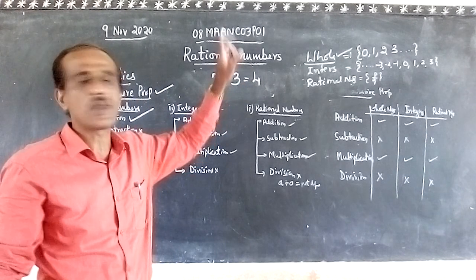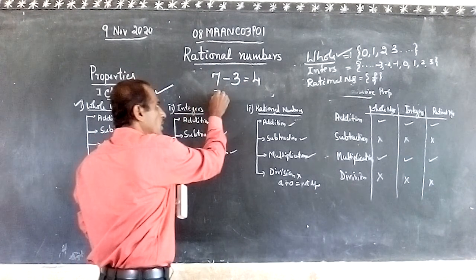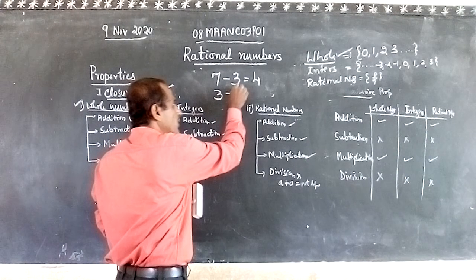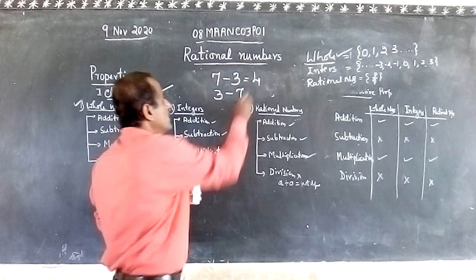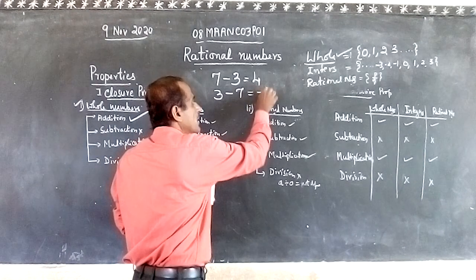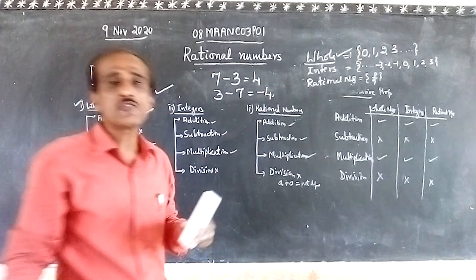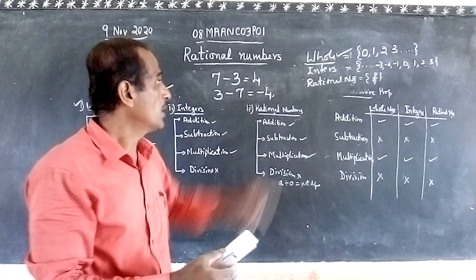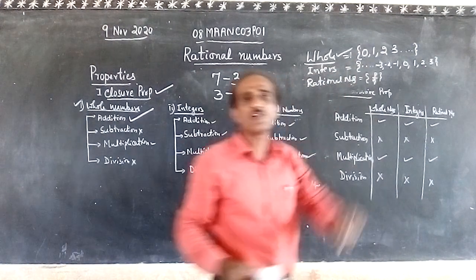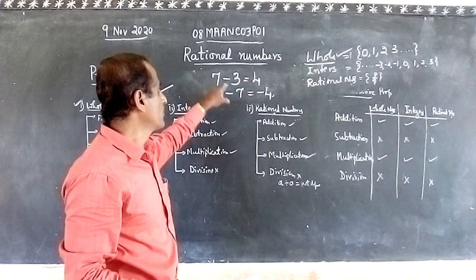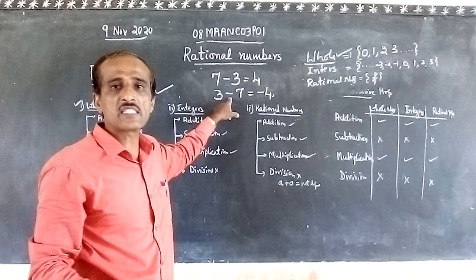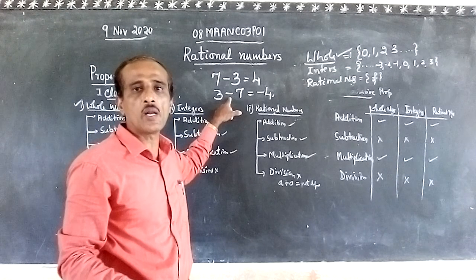Yes, it is possible. But 3 is a whole number, so I will subtract 7 from this 3. What is the answer? 3 minus 7 is equal to minus 4. But minus 4 is not a whole number. It is not there in the set of whole numbers. Therefore, sometimes subtraction is not possible for whole numbers.